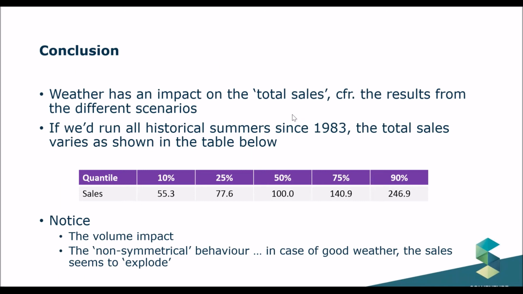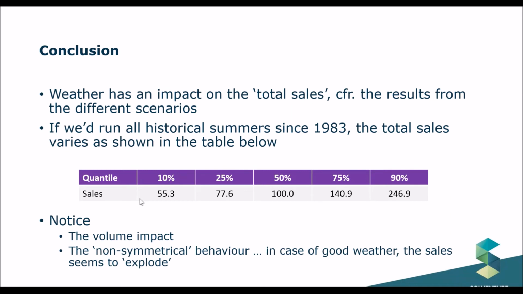And what we could even do is, if we would run all of the historical summers since 1983, we could assess the impact on the future sales, assuming that we would have the identical summer period like in 1983, like in 1984, like in 1985, and so on. And what you would see as an effect is that there is a difference in the sales. So if the average would be 100, you see that sometimes the sales would go as low as 55, and sometimes the sales would go as high as 264. So this is kind of the range this product would have.